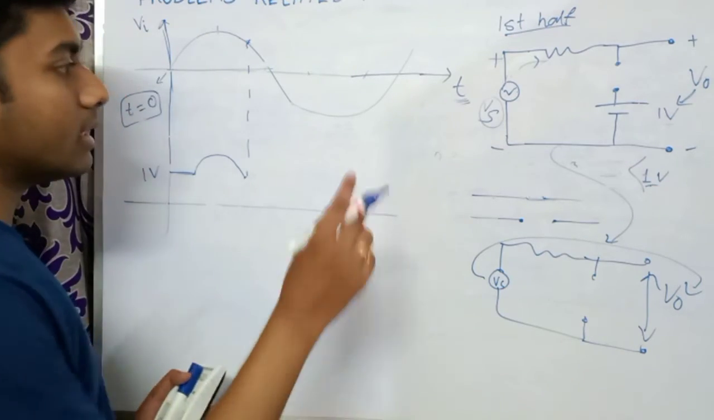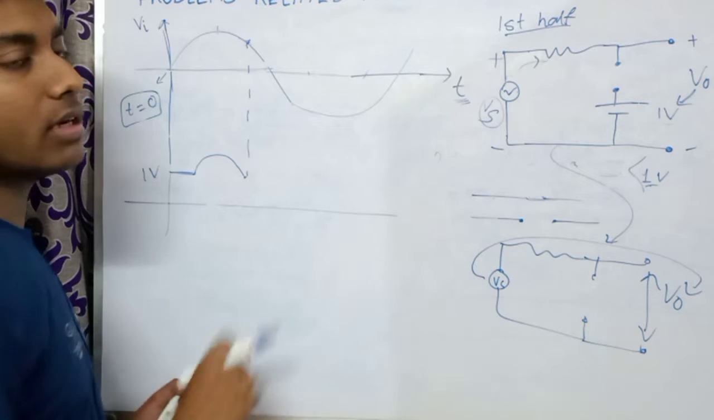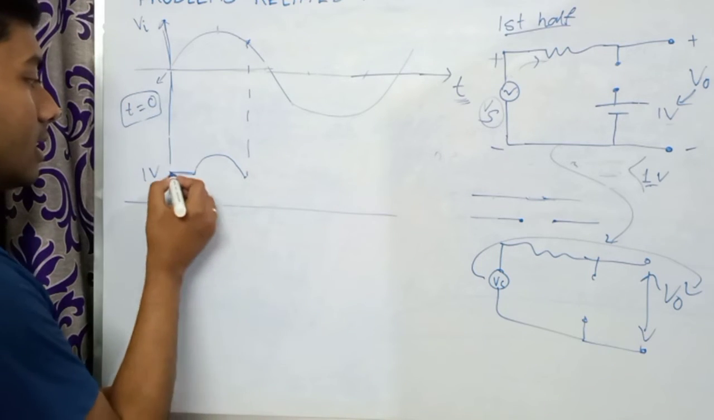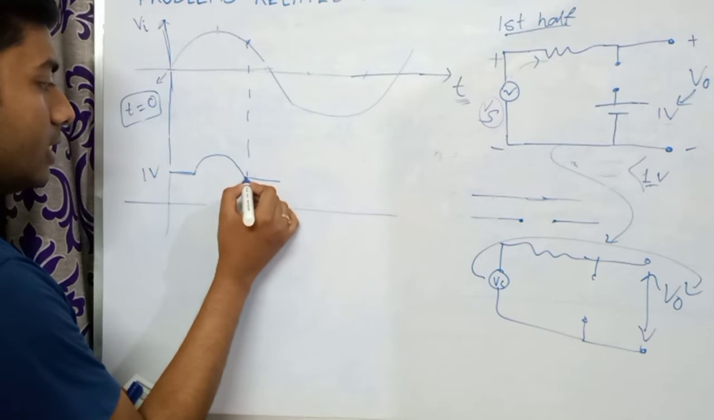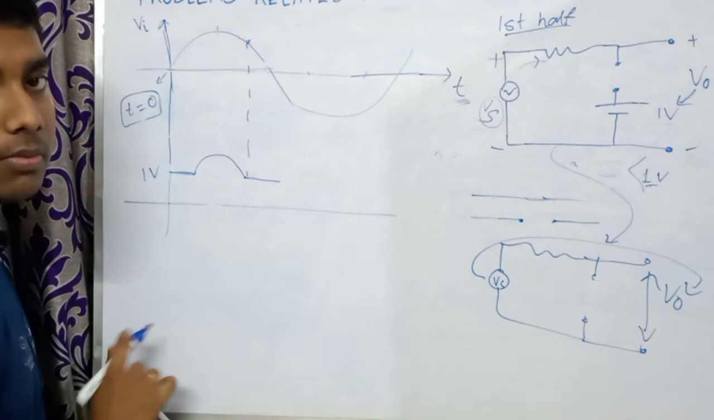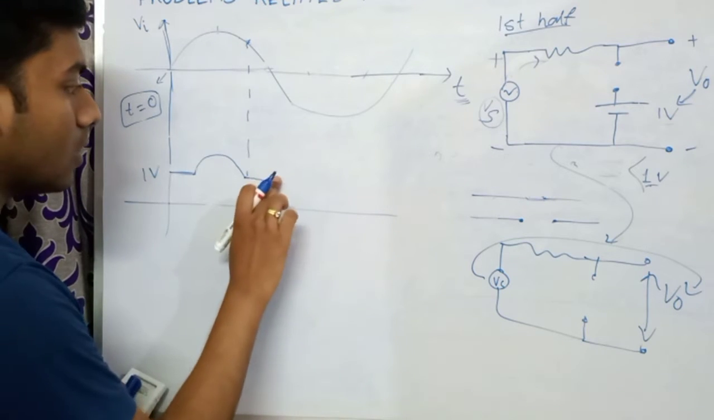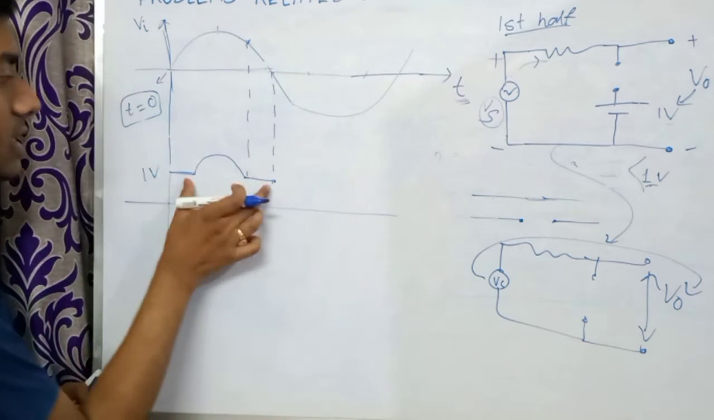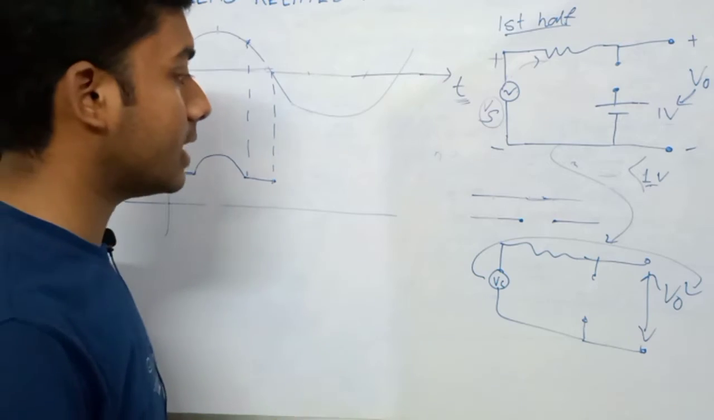This is again below 1 volt, and in a similar fashion to what we discussed earlier, the V output voltage will be constant at 1 volt. For what time? For the first half cycle. So this is our first half cycle. Now what will be the second half cycle?